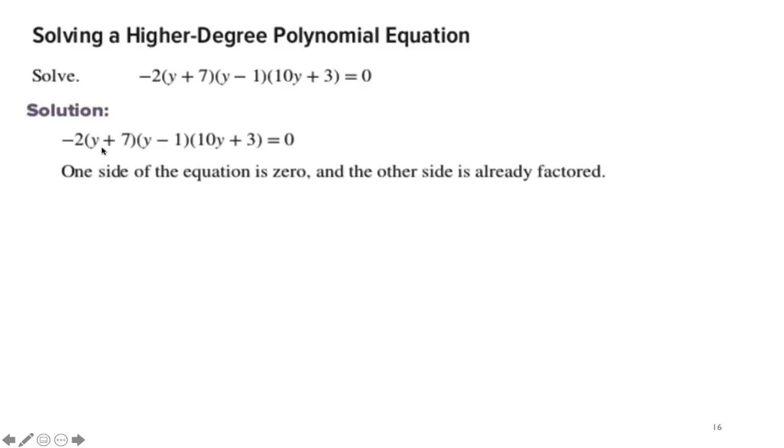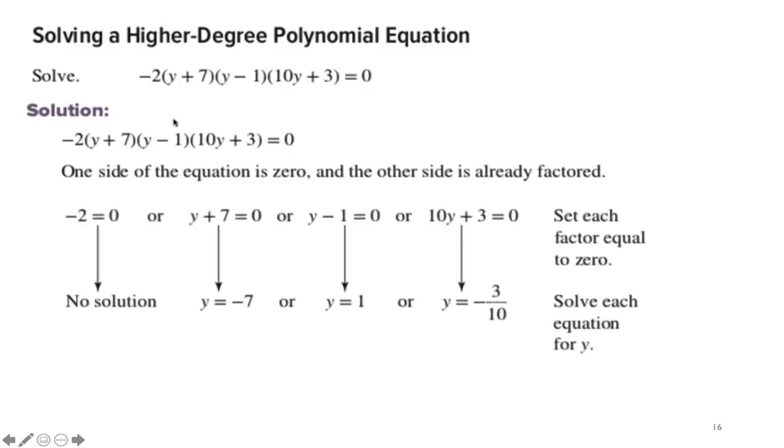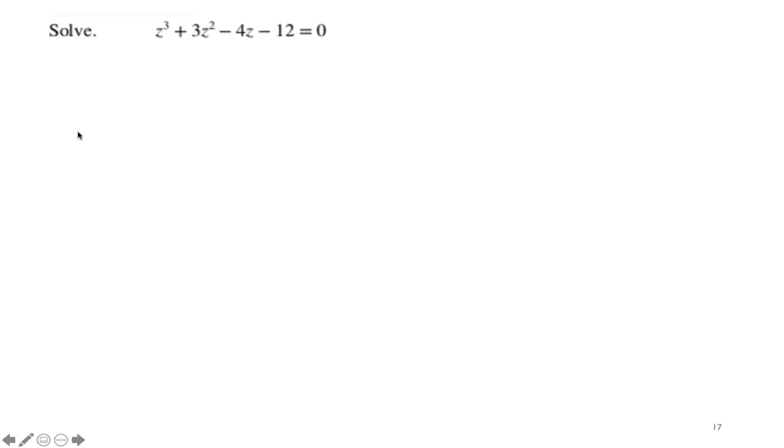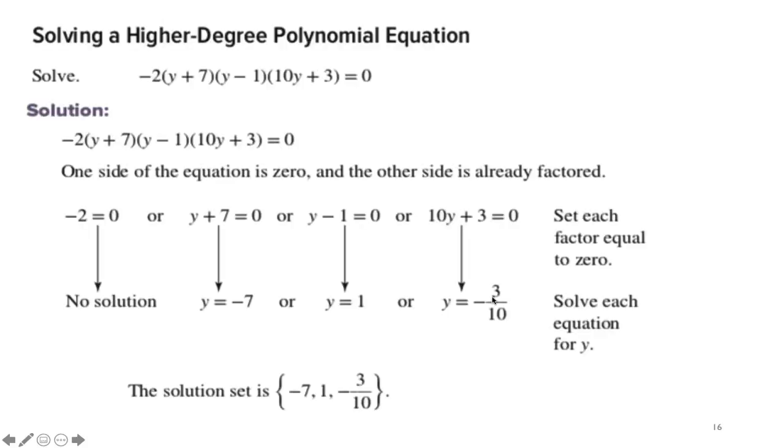So again, if all these things multiply to equal 0, then at least one of them must be 0. So either this is 0, or this is 0, or this is 0, or that is 0, because any of those would make the whole thing 0. But negative 2 cannot be 0, so that's no solution. y plus 7 is 0 means y is negative 7. y minus 1 being 0 means y is 1. And then 10y plus 3 being 0 means y is negative 3/10. So that means that we have 3 solutions to this problem.